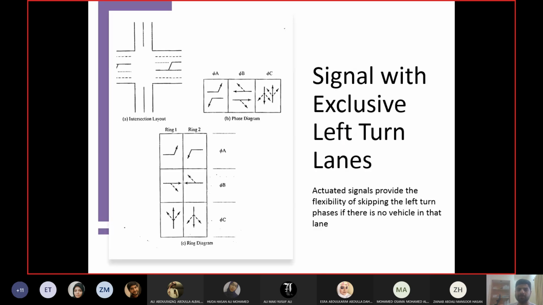Then this one, the east-west direction, has more than one lane, and there is an exclusive lane for left turning as well. So you can see an exclusive phase for left turning as well. So there are three phases now. Right turning is still permitted, and for the north-south direction, still all turning movements are permitted. And there is no separate lane for left turning, so there is no separate phase for left turning as well. Okay, come to the ring diagram.